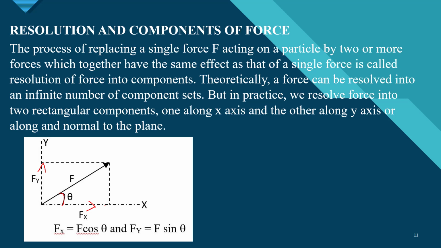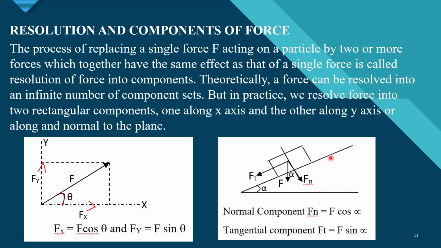Okay, now let us take another example. Here you can see that a block is resting on an inclined plane. Now the force, or the weight, will be acting vertically downwards, that we know, right? So here we are resolving this force into two components, one parallel to the plane, that is denoted by Ft, and the other one normal to the plane, which is denoted by Fn. So this angle is alpha. So this angle also will be alpha.